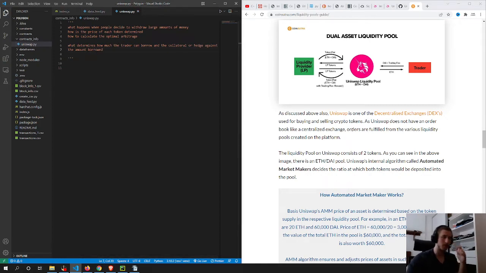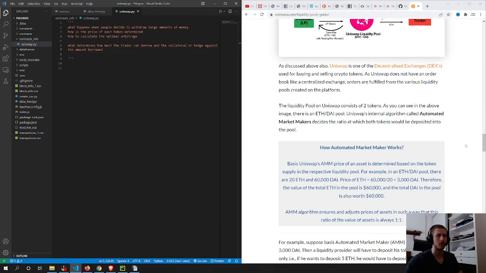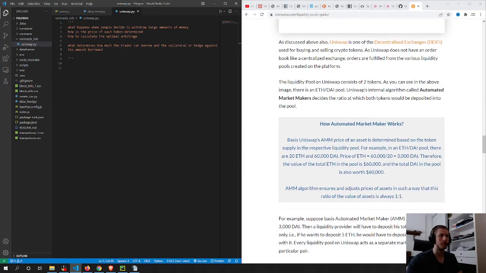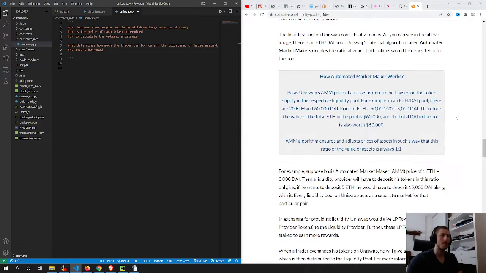As discussed above, Uniswap is one of the decentralized exchanges used for buying and selling crypto tokens. As Uniswap does not have an order book like a centralized exchange, orders are fulfilled from the various liquidity pools created on the platform. The liquidity pool on Uniswap consists of 2 tokens, as you can see in the above image. There's the ETH DAI pool. Uniswap's internal algorithm called automated market makers decides the ratio at which both tokens would be deposited into the pool.